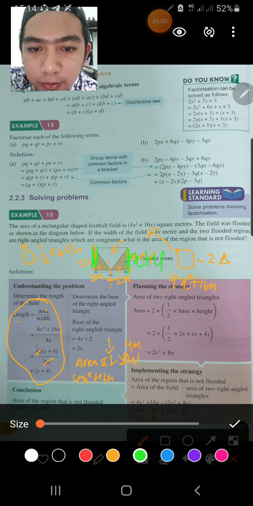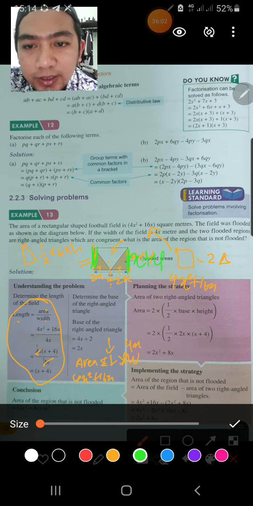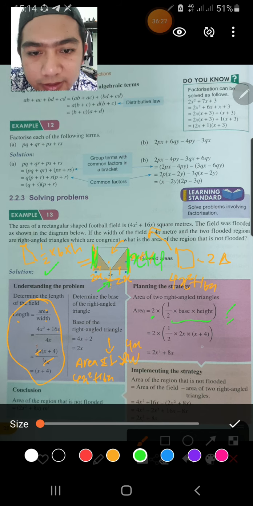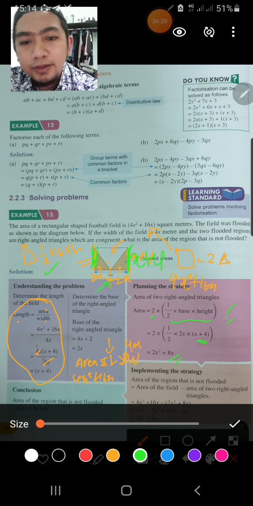So x plus 4 ni apa guna dia? Guna dia adalah untuk kita cari this one, area of triangle. Okay, so dia sudah show di sini. So kenapa ada 2 sini? Because ada 2 triangle. So this is the formula of right angle triangle. 1/2 times base times height. So the base is 2x. Kan di sini tadi kita sudah cakap 2x. So the height is x plus 4. Means yang kita sudah baru cari tadi, x plus 4, the length. So you multiply, you akan dapat 2x square plus 8x.